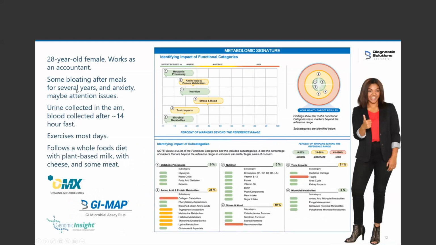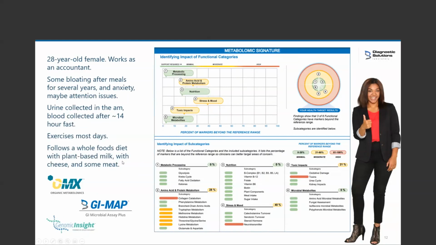So it's a 28-year-old female. She works as an accountant. She has some bloating after meals, some anxiety and attention issues. She exercises most days. She says she eats a pretty good whole food diet, plant-based milk with some cheese and meat.